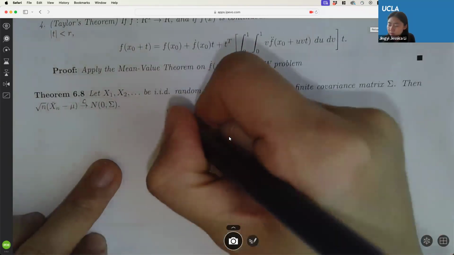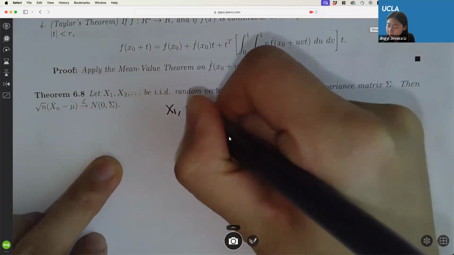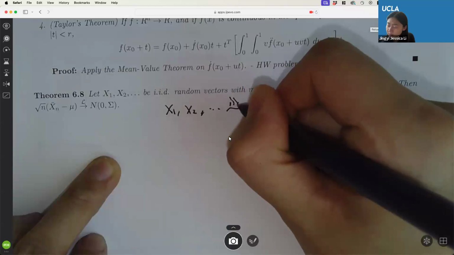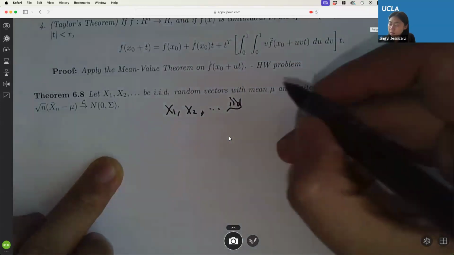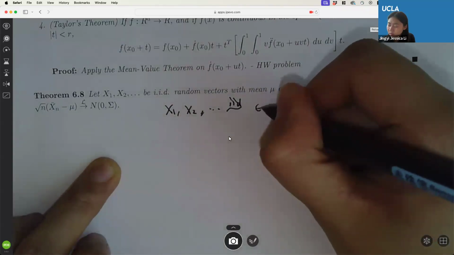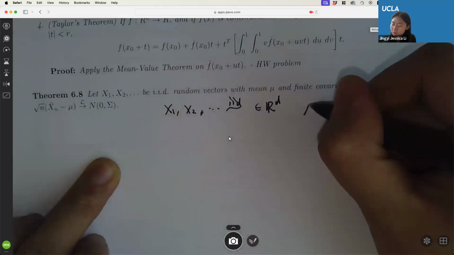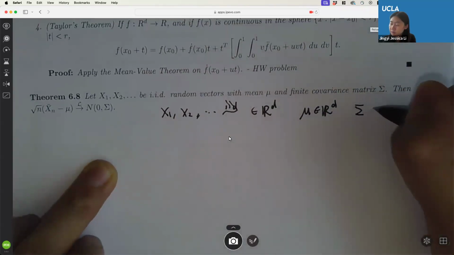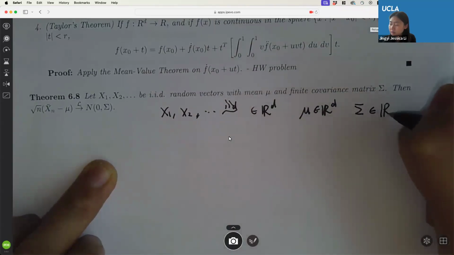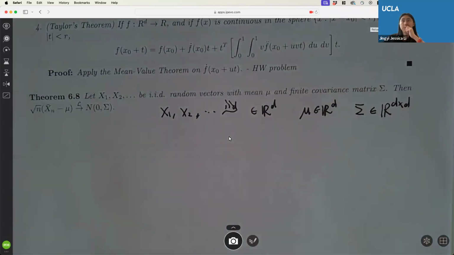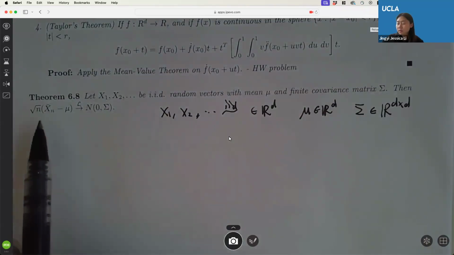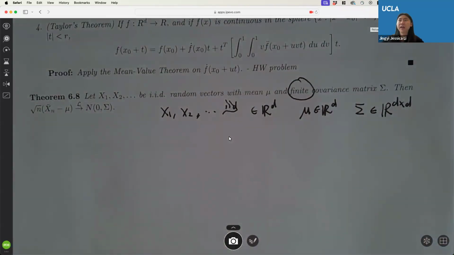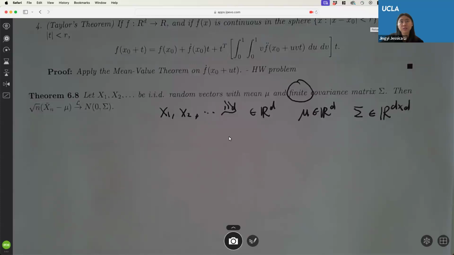So for example, if you have x1, x2, IID, right? And they follow, I should say, if they're all in R^d, then the mu is in R^d, okay? And the covariance matrix sigma is actually d by d. So the dimensions should match. So the central limit theorem and this finite here is important, right? We cannot have infinite values in the covariance matrix.